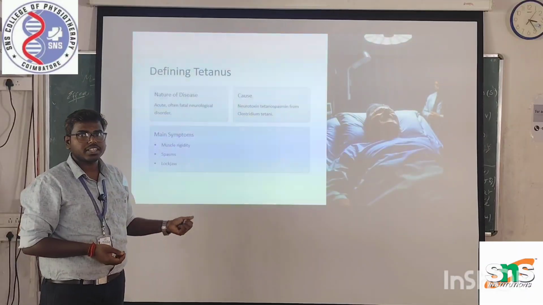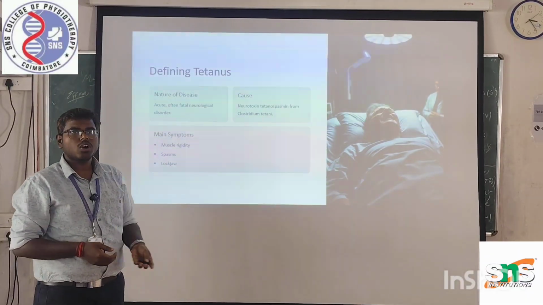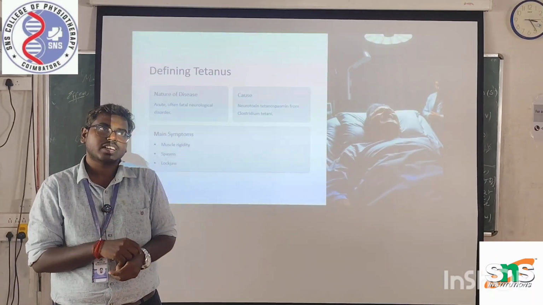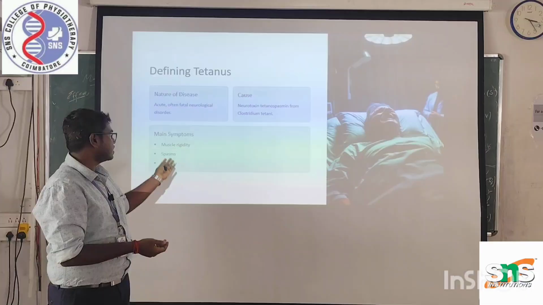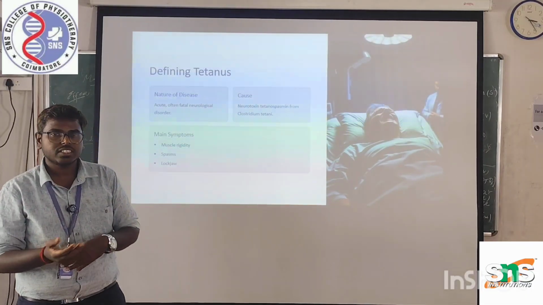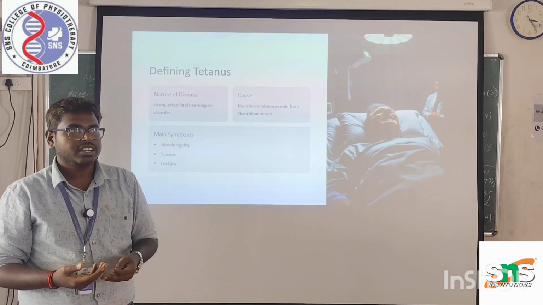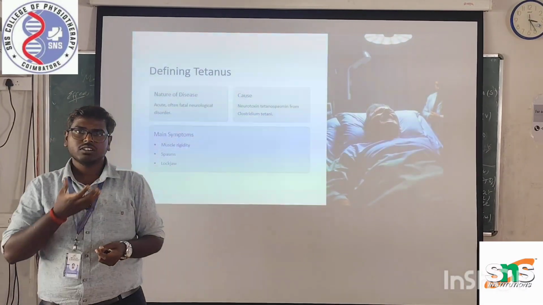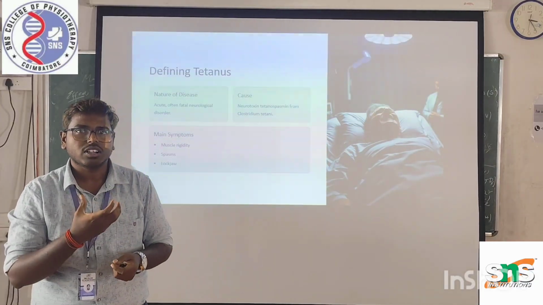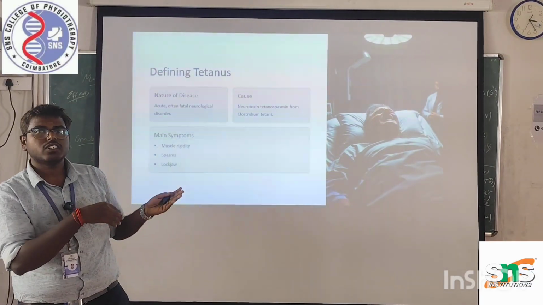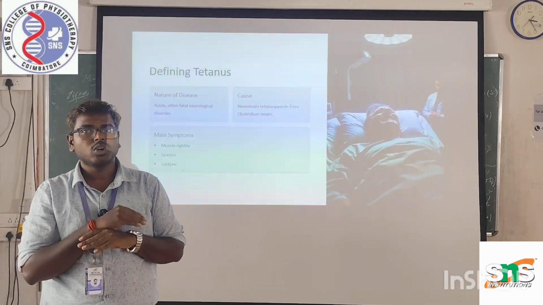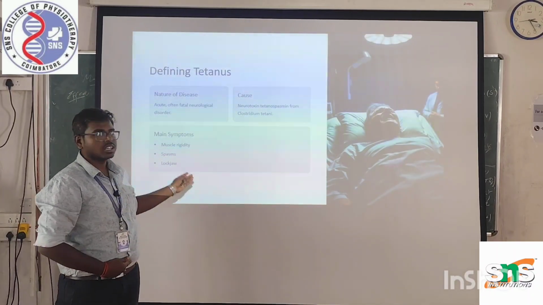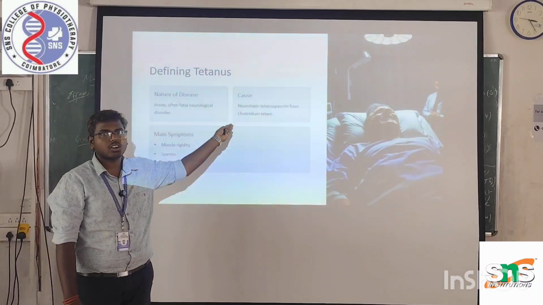The main symptom of tetanus is muscle rigidity. What is muscle rigidity? The muscles get stiffened. In normal terms, muscle stiffness is known as muscle rigidity. Then spasm: a muscle getting into a cramp-like state is called a spasm. Also there is lockjaw, where the jaw of a person gets locked. A person with tetanus cannot open or close the jaw properly. These are the main symptoms of tetanus, which is caused by Clostridium tetani.